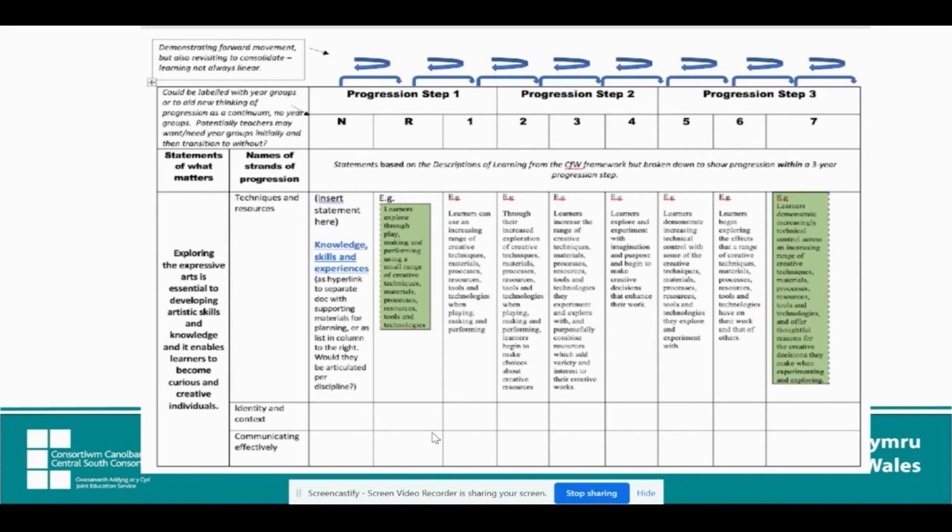It may be a good time to pause this video and to discuss this further in your school. Have a look at the expressive arts area of learning experience on Hub. Look at the strands of progression. How would you break these down to show progression within a 3-year progression step? What would this look like for your learners in your school?